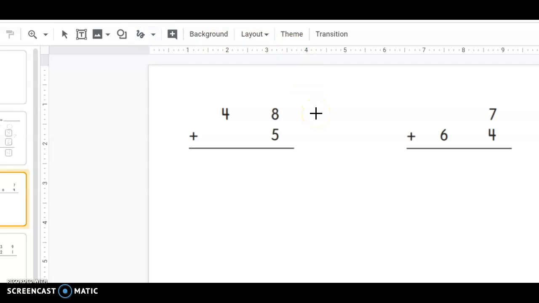8 plus 5, well, I can put 8 in my fist, count up 5, so 8, 9, 10, 11, 12, 13. All right, or you can use another strategy, whatever strategy works for you. So I put my 3 there. Wait a minute. I cannot put 13 in the ones place, so I need to move this up.